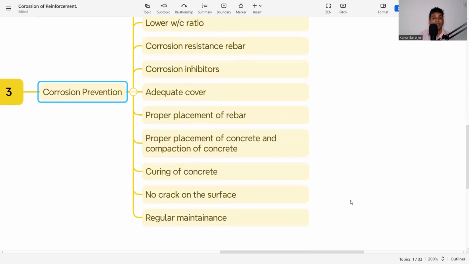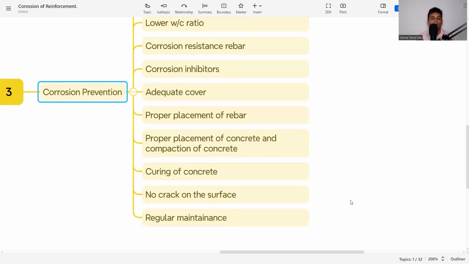Then proper placement of rebar. It is very important. If the rebar is not placed properly, then again corrosion can happen. Then proper placement and compaction of concrete. Why? If there is a void inside the concrete, water and other harmful chemicals can enter through these voids, and if they enter, again corrosion will happen.